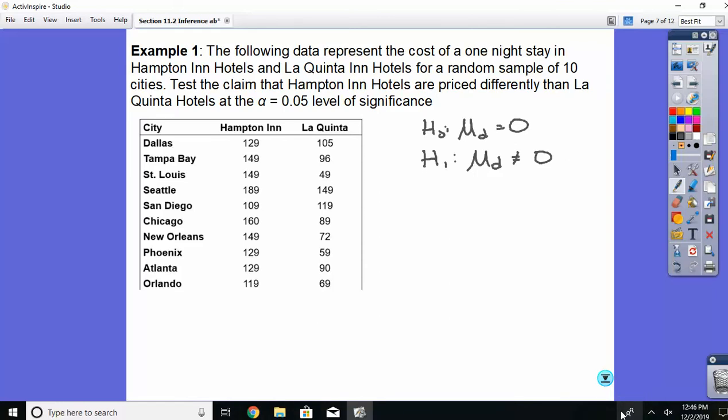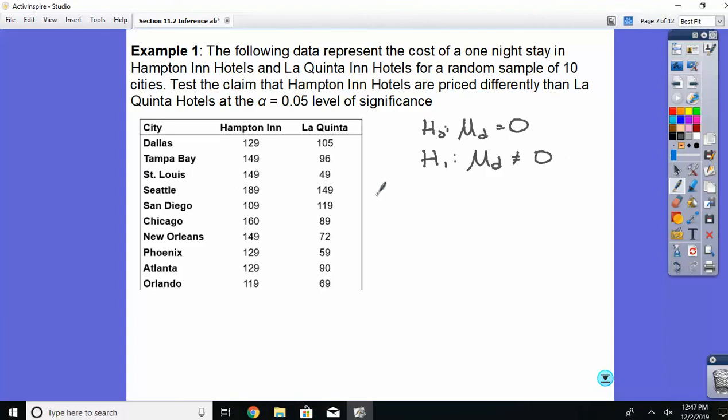This is matched pairs data because you are looking at 2 points from each city. In each city I take one hotel. Why would it just be 0? If they're the same price, when you subtract them, you get 0. Okay. So, step 1.